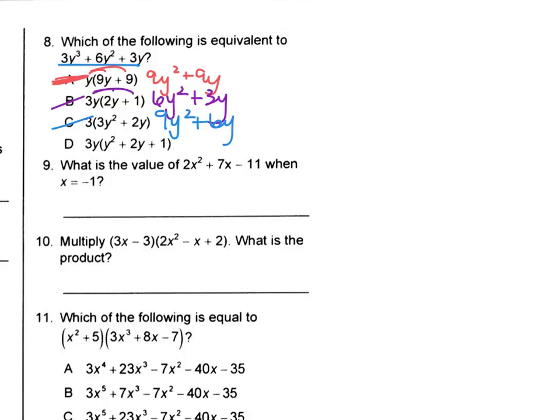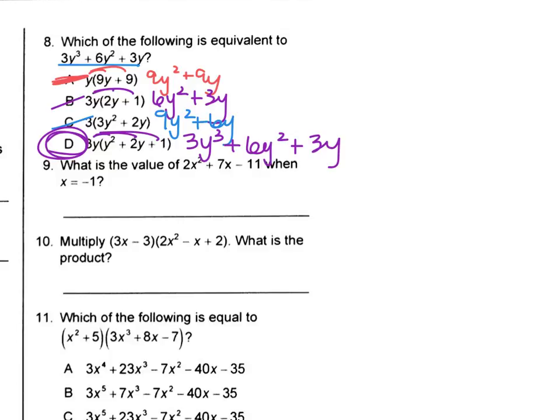So it's the last one. If I distribute the 3y, that will give me, in the end, 3y to the third, right, because that's 2 y's and another one, plus 6y squared plus 3y, which is obviously here going to be my correct answer.